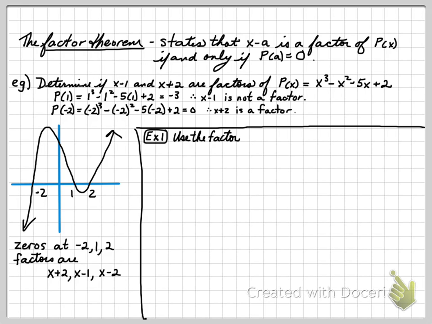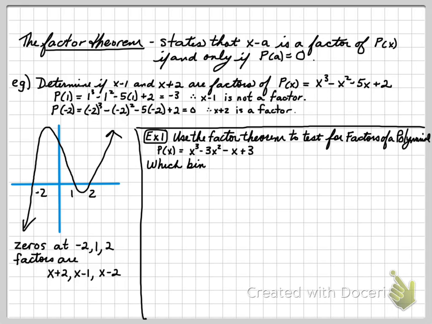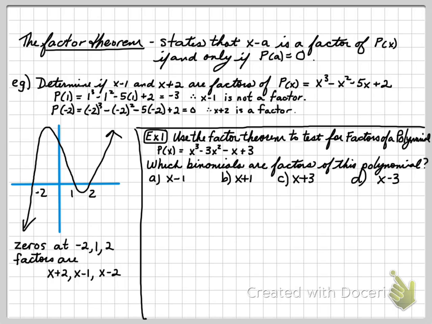In example 1, use the factor theorem to test for factors of a polynomial. P of x is x cubed minus 3x squared minus x plus 3. The question is, which binomials are factors of this polynomial? There are 4 to test, because the factors of our last term 3 are positive 1, negative 1, positive 3, and negative 3. So here we go.